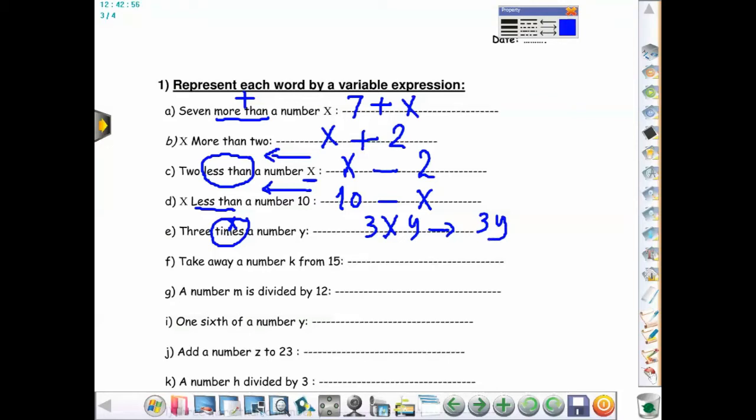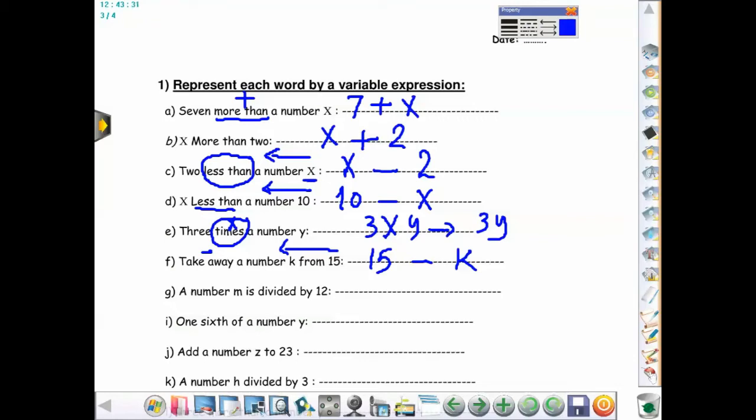Letter F says take away. Take away means subtract. Put the sign. Take away a number k from 15. Concentrate. I said when I see the operation subtraction or the sign minus, it means go from backward to forward. So I will write 15 minus k, which means we take away k from 15.